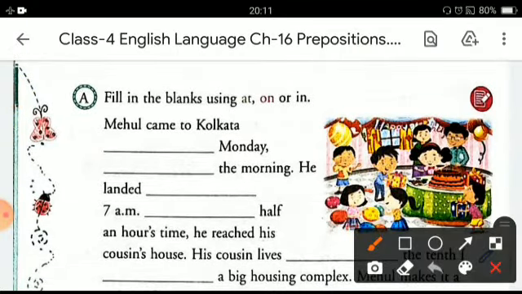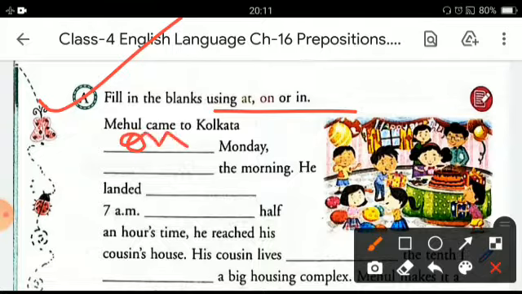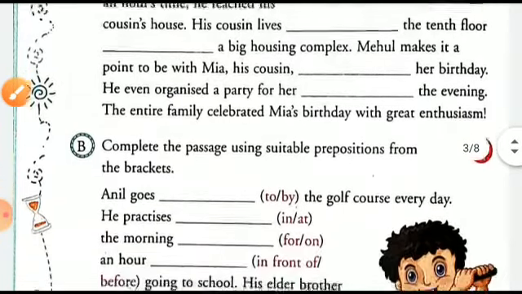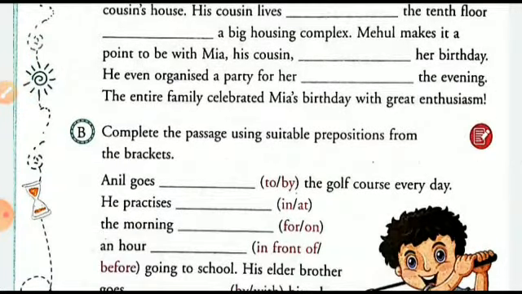Now let's do an exercise. Exercise A, fill in the blanks using the prepositions in, at or on. The first one is Mehul came to Kolkata on Monday in the morning and landed at 7 a.m. And in this way, you can complete the rest of the sentences by using the prepositions like in, on or at.